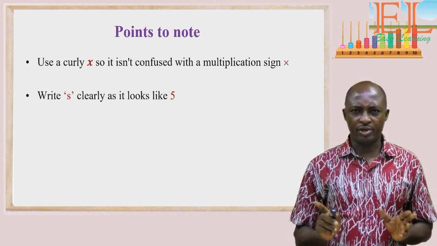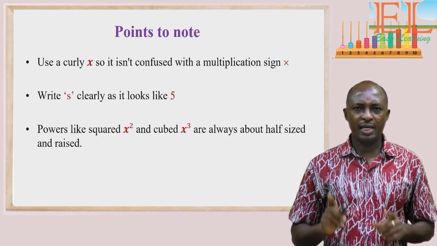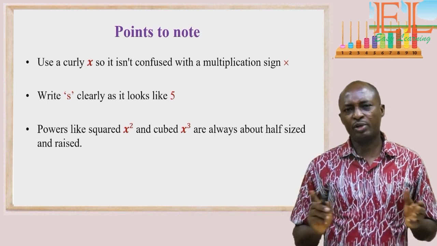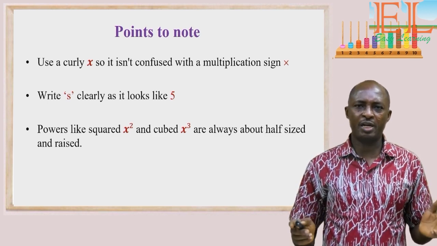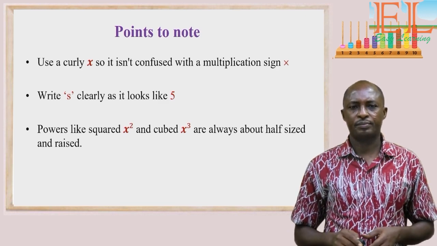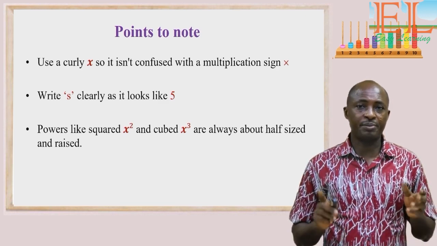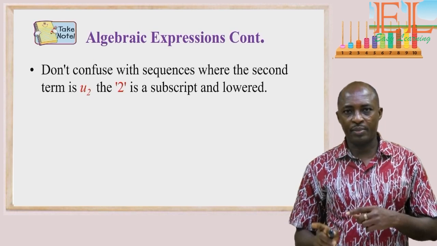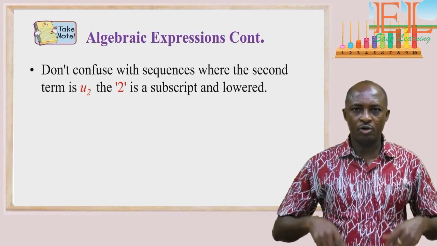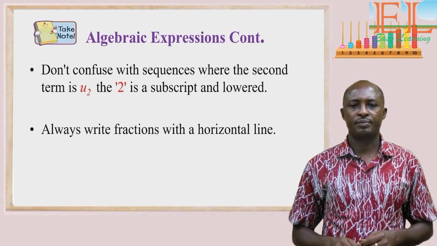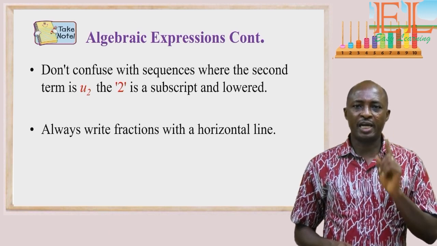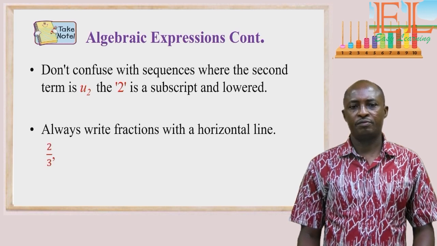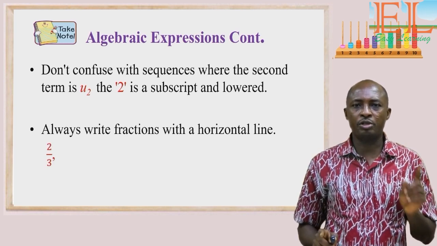When it comes to powers, remember the exponent is always raised and it is small. It is always like half the size of the variable or number. And when it comes to subscripts, they are equally small, about half the size of the number or even smaller, and they are lowered. Remember to always write fractions with a horizontal line. For example, 2/3 are written as shown on your screen.